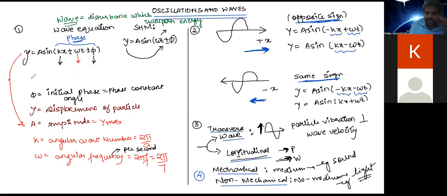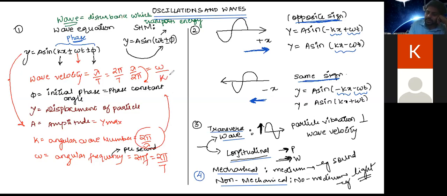Did we also study about wave speed or wave velocity? Yes, sir. Wave speed is given as lambda upon time period. And what did we do? We divided and multiplied this equation by 2 pi. And 2 pi by T is called omega. And if you bring this lambda below 2 pi, it becomes 2 pi by lambda, and 2 pi by lambda is called k.